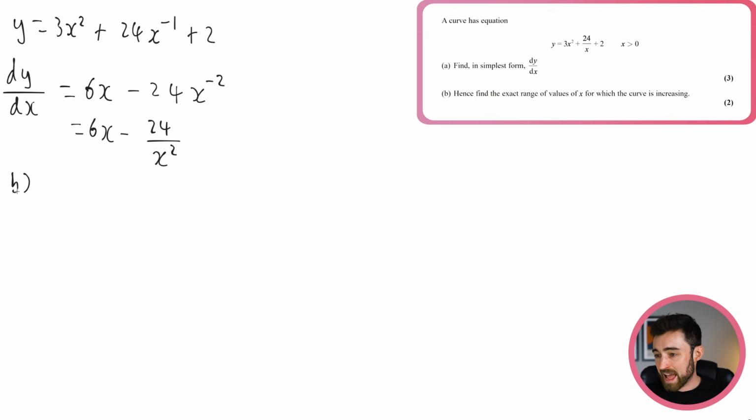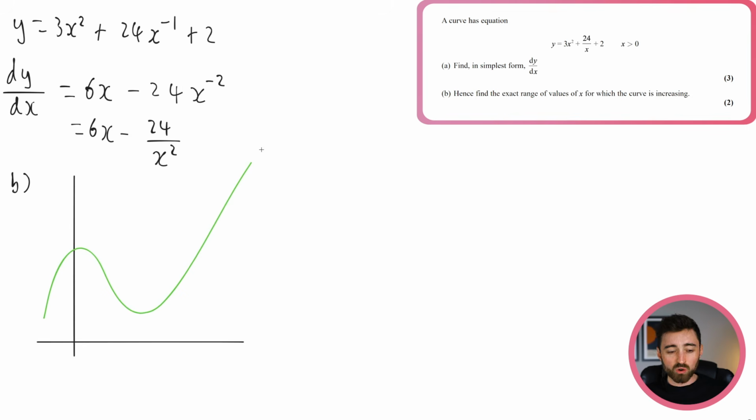Cool. Hence, find the exact range of values for x for which the curve is increasing. So, curves, right? Essentially, this is a curve, does all of this stuff. What does increasing mean? Well, increasing means the curve is going up, right? So where is this curve increasing? Well, it's increasing from here all the way up to here, because it's going up. It's then decreasing here to here because it's going down. And then here onwards, it's increasing, isn't it?